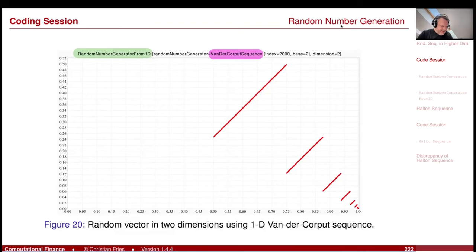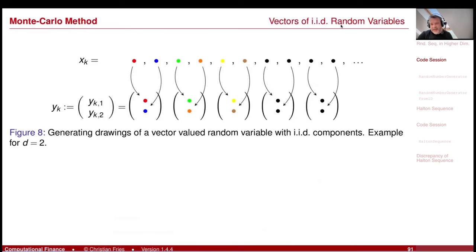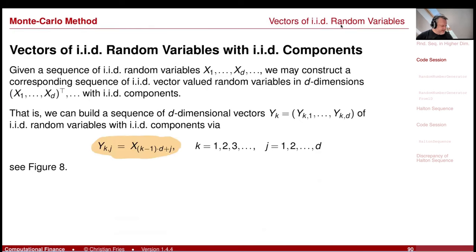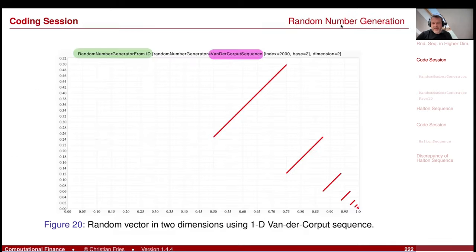The problem is that when you do this algorithm, the assumption is that the elements are IID. They are independent. So the next drawing is independent from the previous one. The next random variable is independent from the previous one. So the components are independent. I have a sequence with IID components. And this is, of course, not fulfilled with the van der Corput sequence. How does your van der Corput sequence start? 1/2, 1/4.